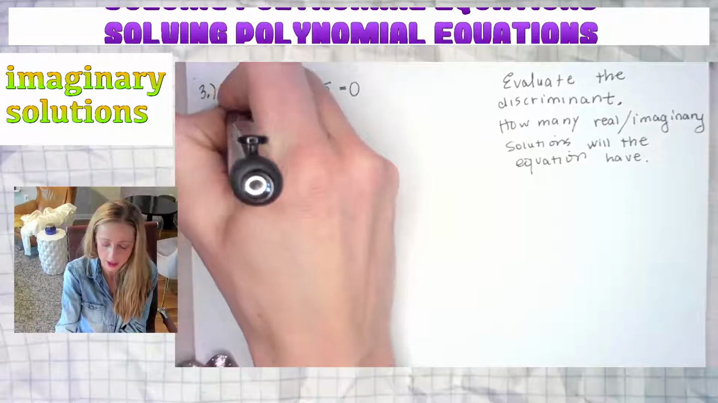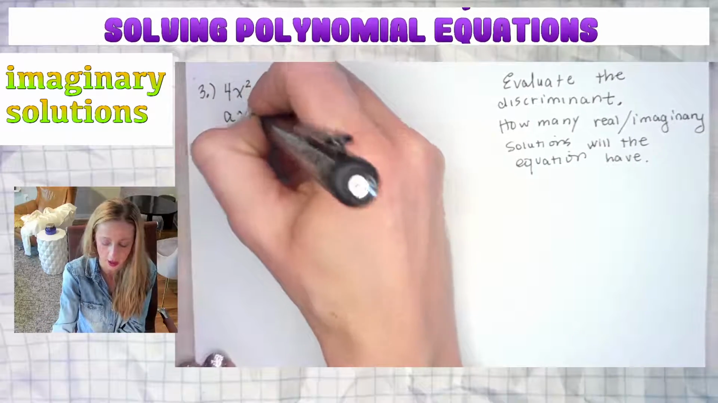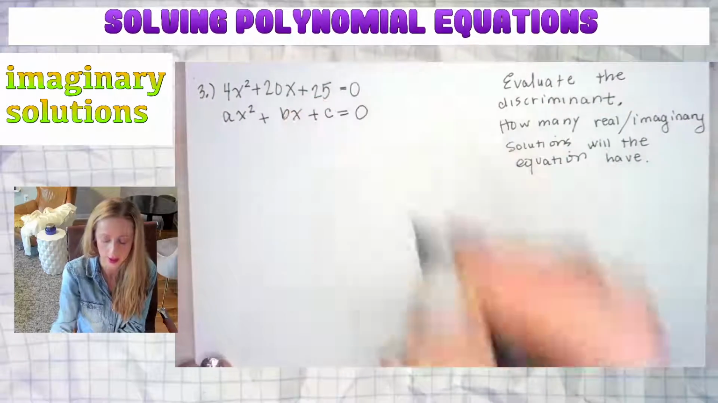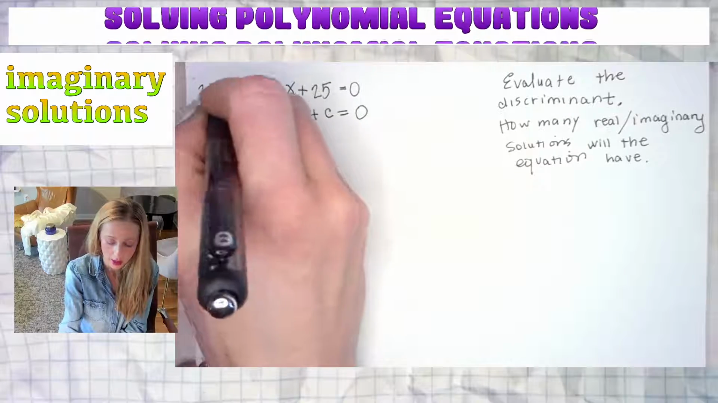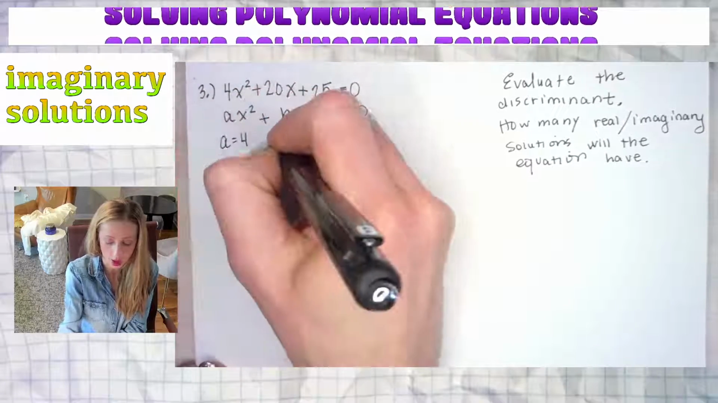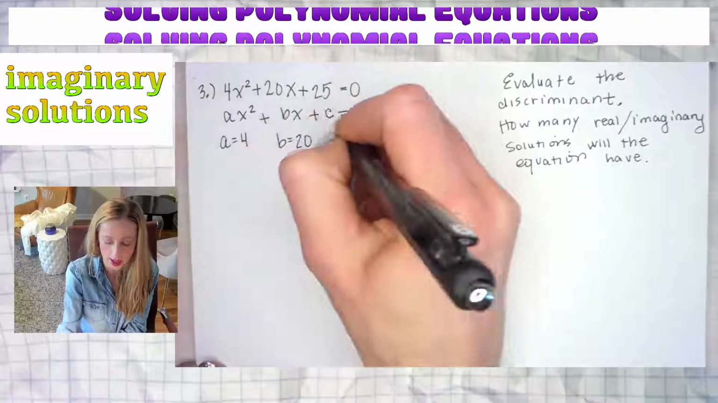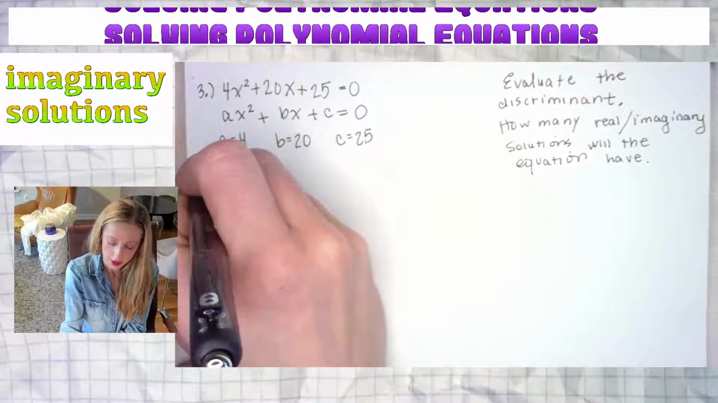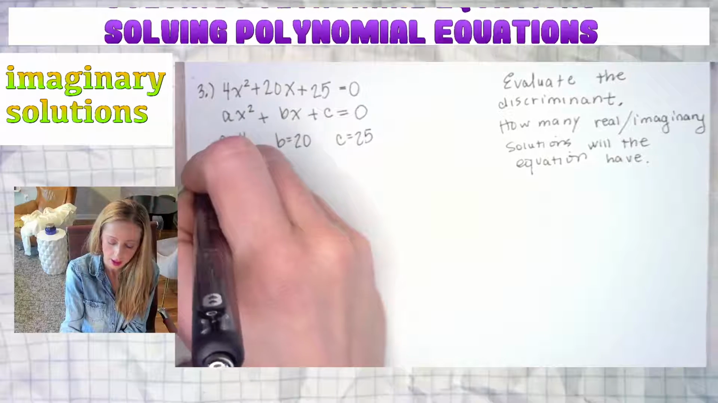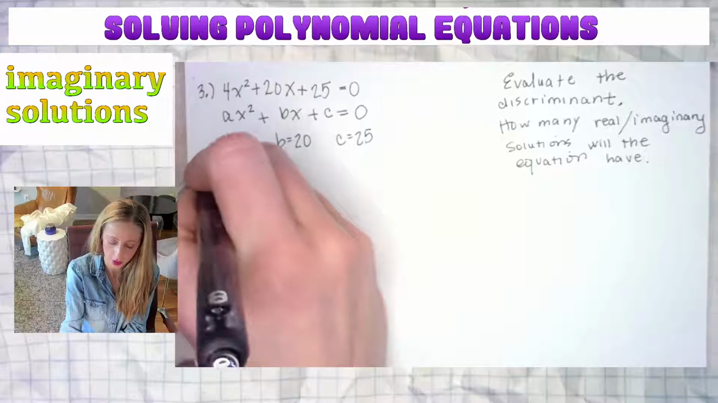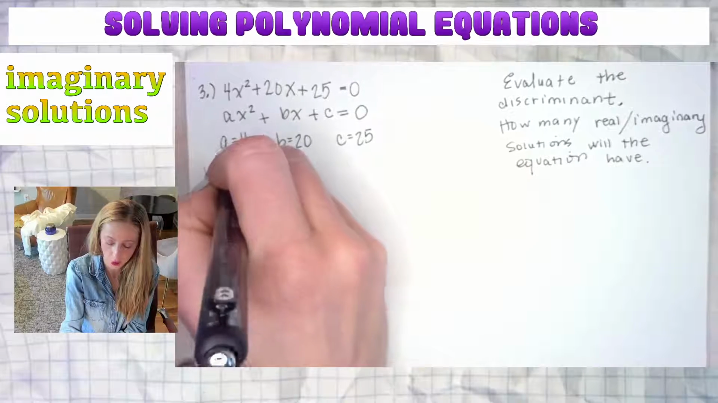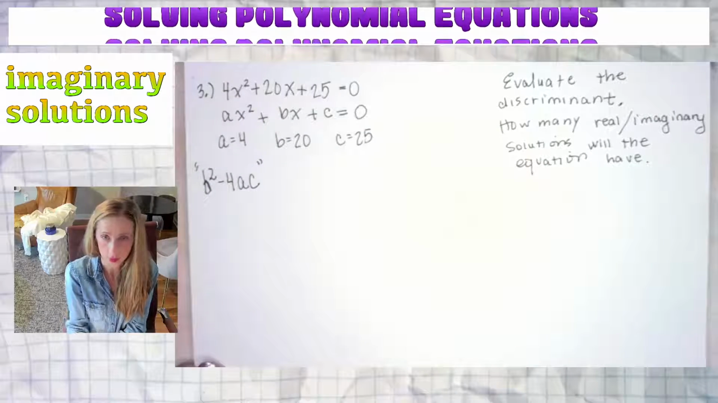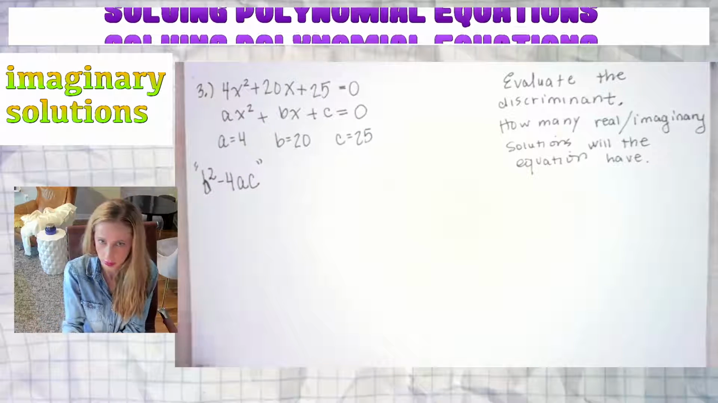So this over here is a quadratic equation. Ax squared plus bx plus c equals 0. That means a equals 4, b equals 20, and c equals 25. The discriminant is, I started writing the whole thing, I don't need the whole thing. b squared minus 4ac. That's our discriminant. We're going to start filling in the pieces.